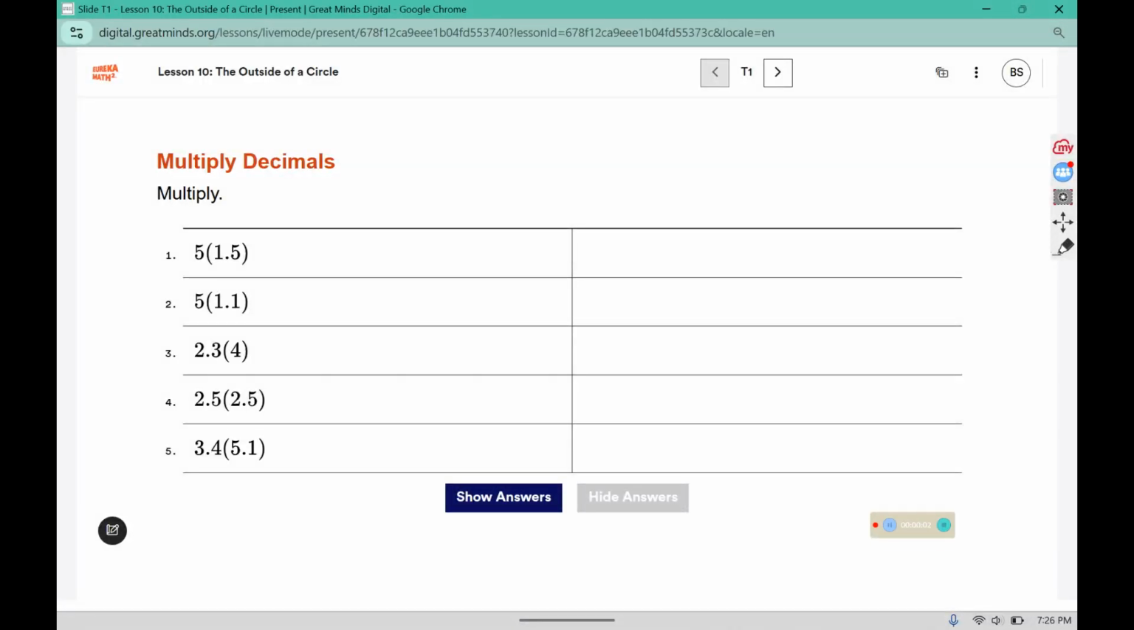This warm-up asks us to multiply. So I have 3.4 times 5.1. 1 times 4 is 4. 1 times 3 is 3. Then we use that 0 as a spacer.